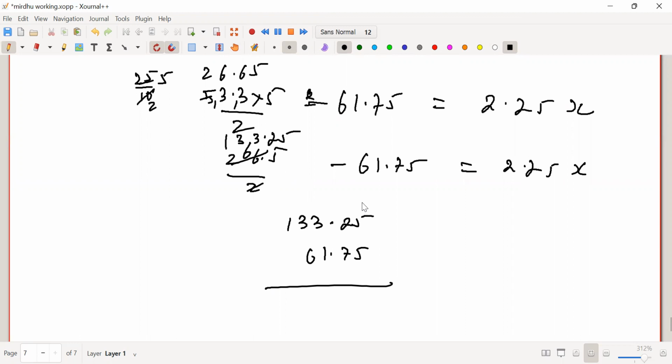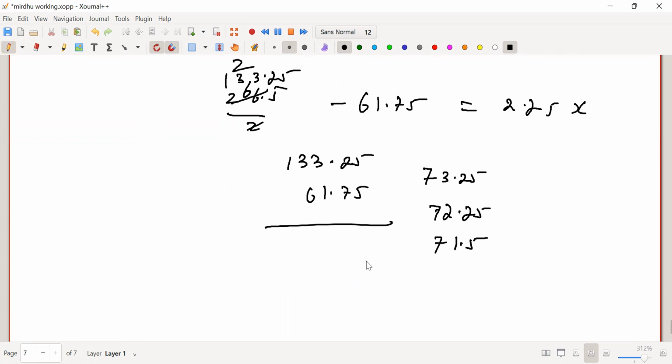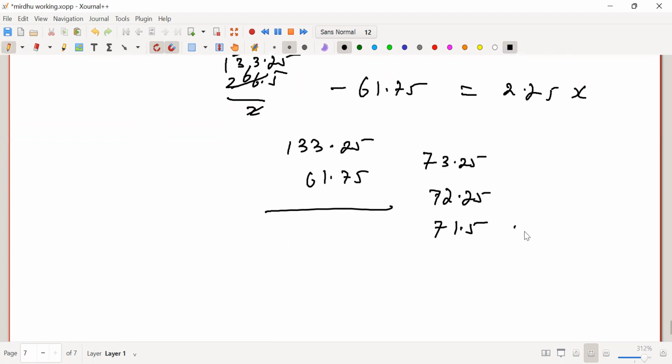What I will do is I won't confuse everything. I will minus 60. I will be getting 73.25 here. Then I will minus 1, 72.25. Then I will minus 0.75. I'll be getting 71.5, right? 71.5 equal to 2.25x.